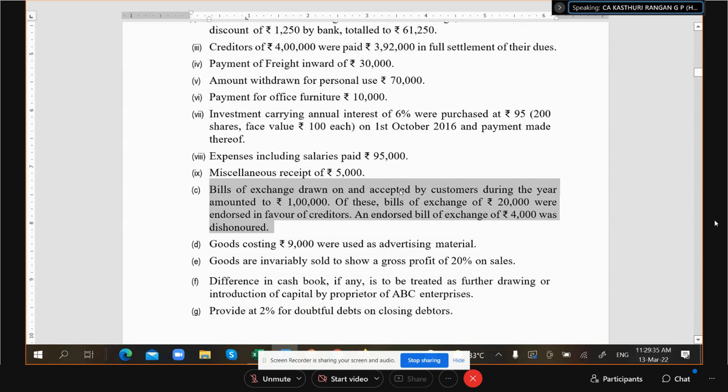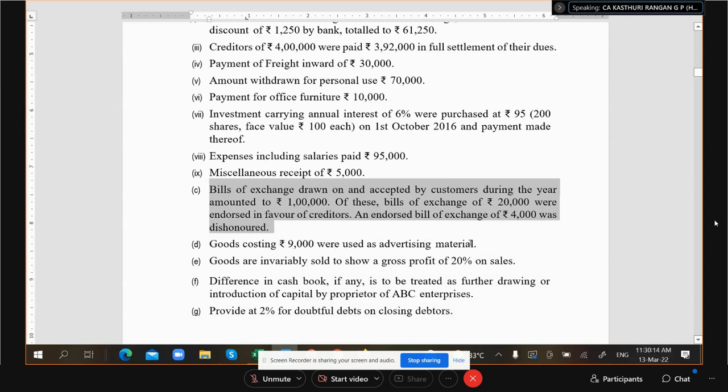Bills of exchange drawn on and accepted by customers during the year, 1 lakh. So in this problem, in addition to debtors and creditors account, you'll have to prepare bills receivable account, receipt from the customer, and bills payable account, accepted in favor of the creditors. See, both are there. There is bills receivable as well as bills payable. So bills receivable is 1 lakh. 20,000 of that is endorsed to creditor. In that endorsed bill, 4,000 got dishonored. So you should be thorough with journal entries on bills of exchange also to do problems on single entry.